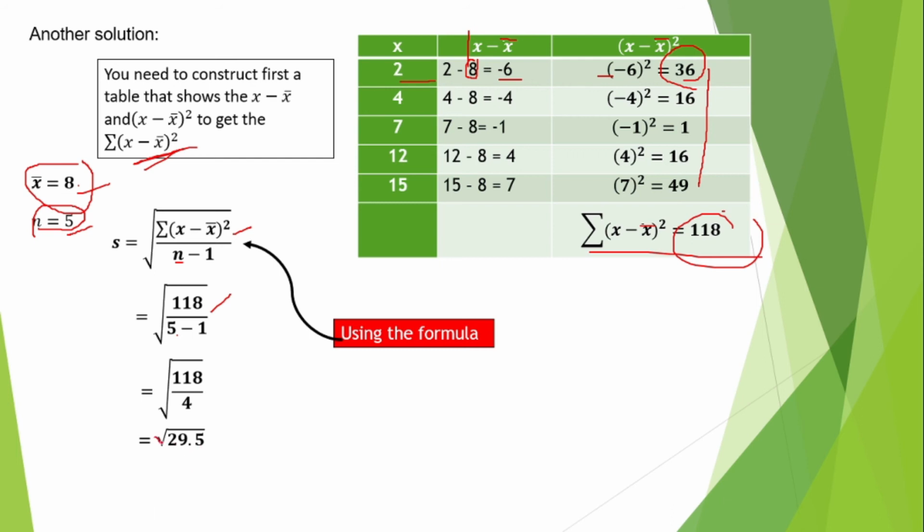And get the square root of 29.5, we have 5.43. So meaning to say, 5.43 is our standard deviation. You can use this or the step by step, but it is easier to just use the formula so that we become more familiar with the formula we will use during our exam. Okay.